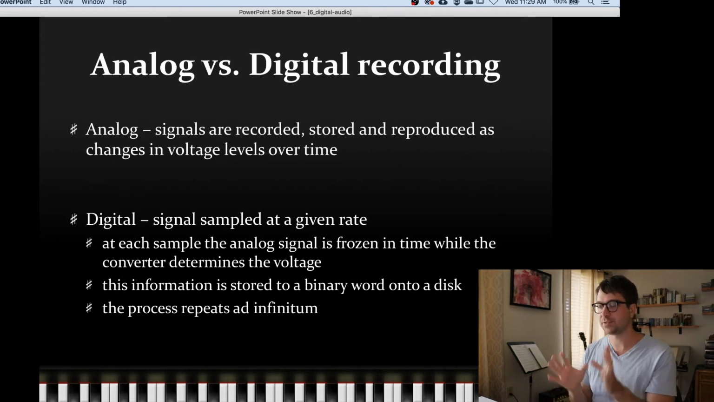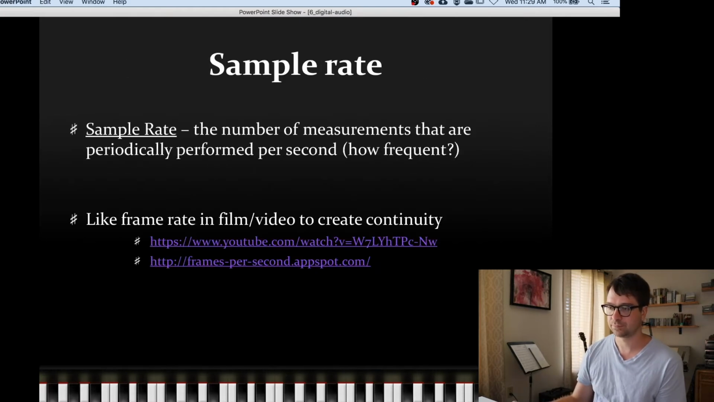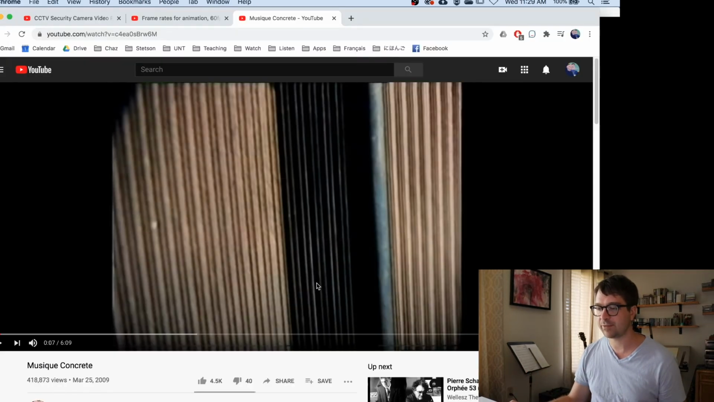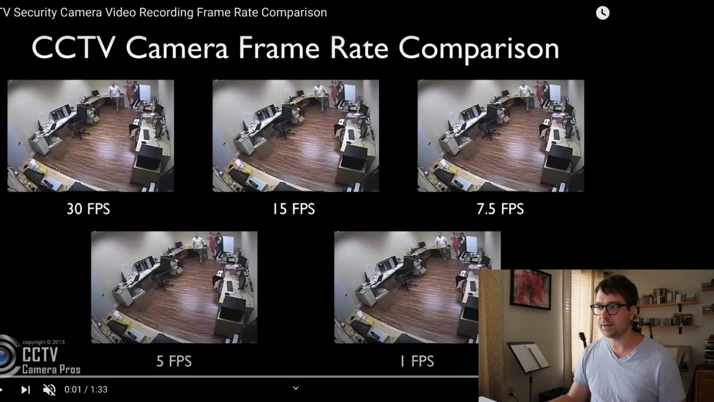So to summarize about sampling, with analog, signals are recorded, stored, and reproduced as changes in voltage, usually through electromagnetism. And then in digital recording, the signal is sampled at a given rate. Each sample is a data point that gets saved in binary. And so sample rate is the number of measurements that are periodically performed per second. And this is kind of like frame rate in video.